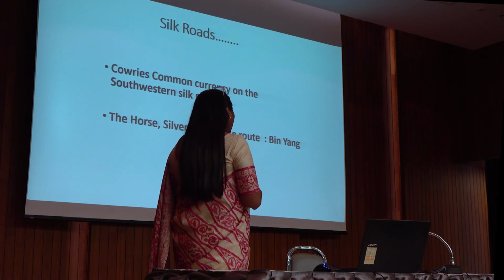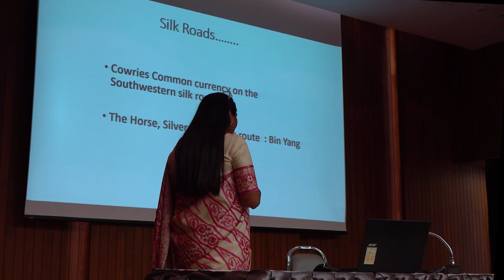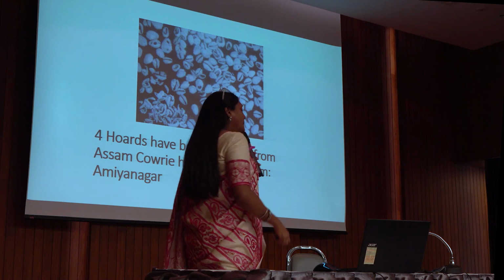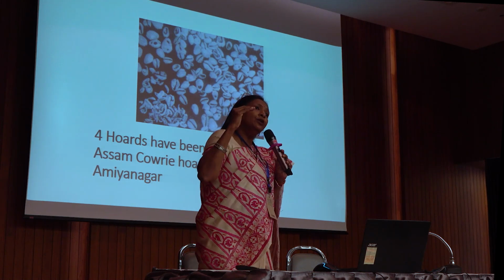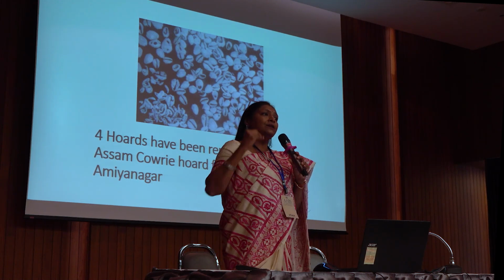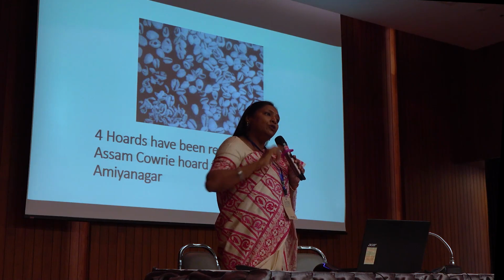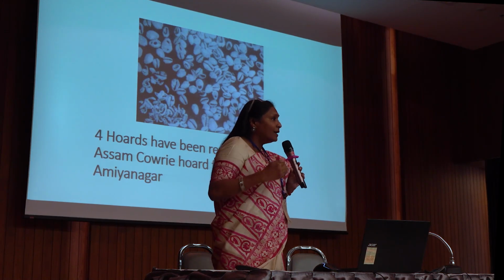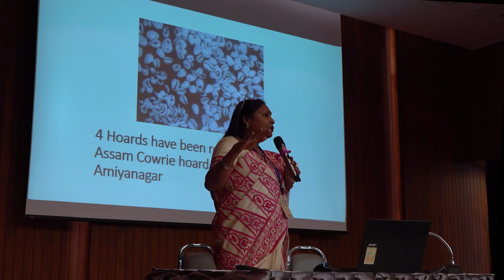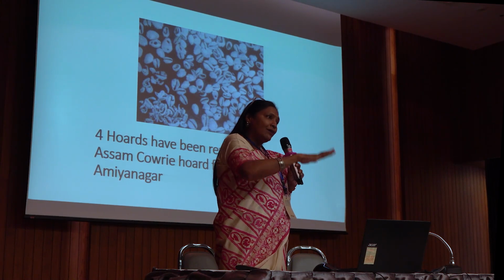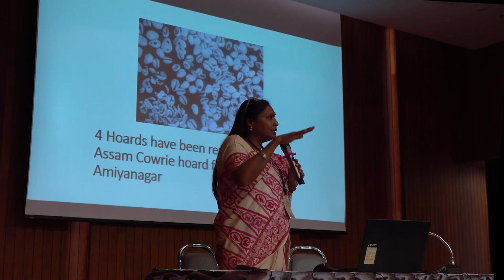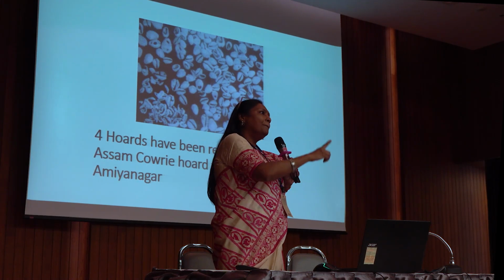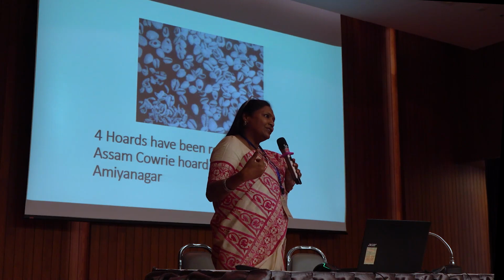So I'm trying to link the Silk Road, the horse, silver and cowrie route, which Binyang had suggested, in a much larger context. Because when I am talking about Maldives to Bengal, I'm talking about the maritime route where the ships traveled with cowrie shell as ballast, because the ships cannot sail empty. You have to have a lot of load in between if you have to sail in the Indian Ocean. So they filled them with cowrie shells and took them to Bengal and brought rice in return.